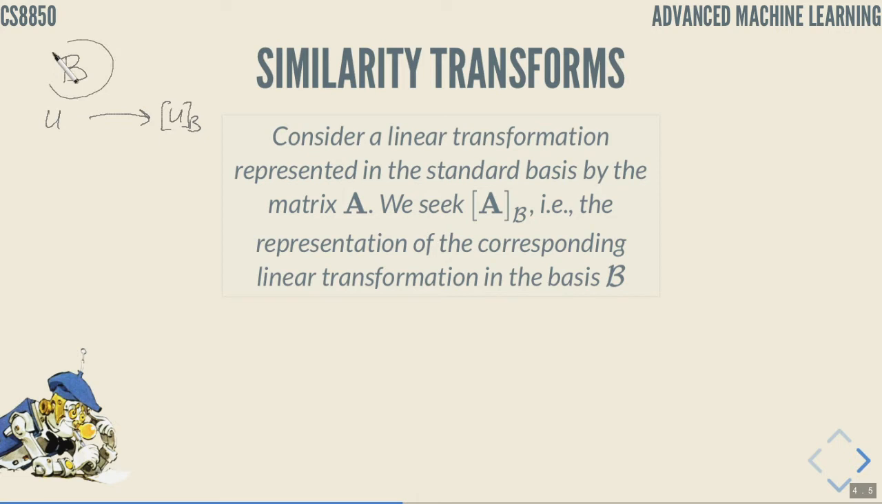Now we're saying, okay, we have a transformation A in the standard basis. For example, this transformation rotates everything, I don't know, 20 degrees. How does this transformation look in these bases? So we want to go from a transformation in the standard canonical basis into a transformation that has equivalent effect when everything is represented in the basis B.